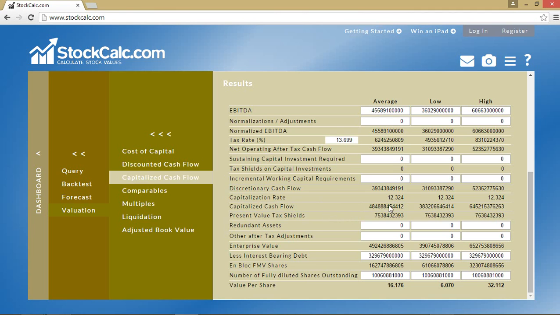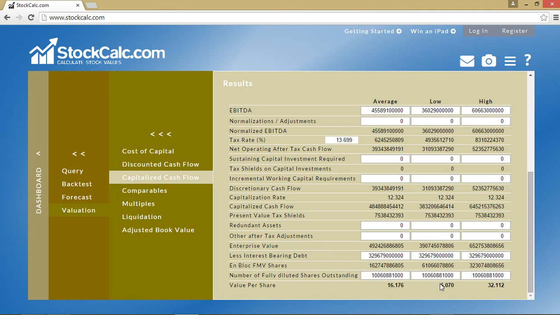That gives us a capitalized cash flow. And again, we can calculate our enterprise value from this. From the enterprise value, we remove any interest-bearing debt to give us a fair market value of the common equity. Divide that by the number of shares outstanding, gives us a value per share, as you saw in the basic discounted cash flow as well.